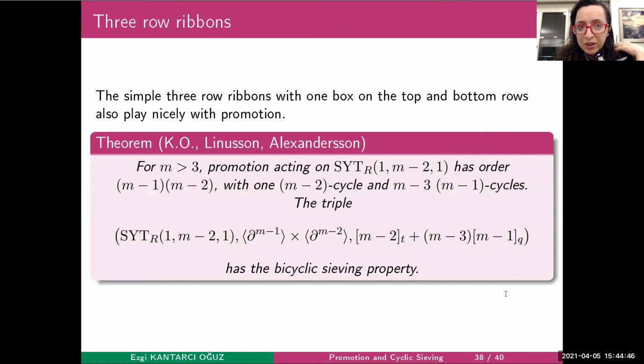And then we worked on the 3-row ribbon case, and we only get some similar results where we had relatively simple 3-row ribbons where the first and last row just had 1 box. In this case, again, we mostly get cycles of size m-1, but we get this one special cycle when we have a different interaction. And the orders of promotion are going to be relatively prime, so we can see this also as a bicyclic sieving property.